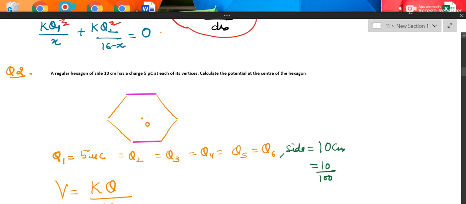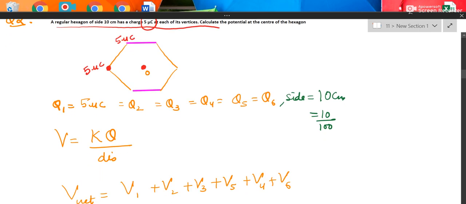Question number 2. A regular hexagon of side 10 cm has a charge 5 microcoulomb at each of its vertices. Calculate the potential at the center of the hexagon. We'll have to calculate potential here, and at each vertex what is located? 5 microcoulomb is located. Okay, so Q1, Q2, Q3, Q4, Q5, Q6, 6 vertices are there. Each value is 5 microcoulomb.